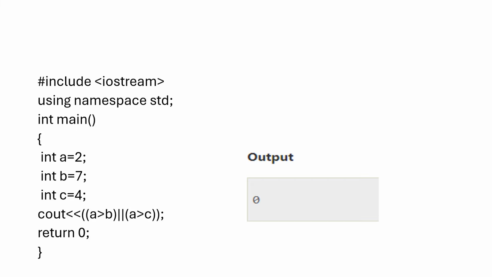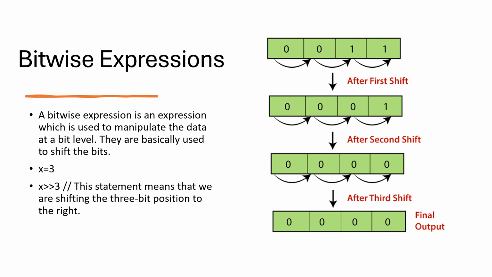So what will be the output here? We are assigning three values. a is greater than b, 2 is greater than 7, false. a is greater than c, 2 is greater than c, false. Both are false, so it returns the output as 0.